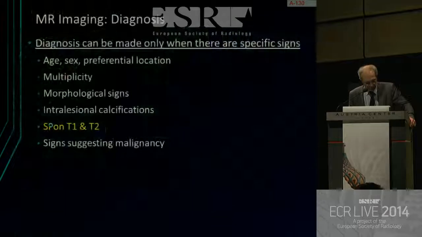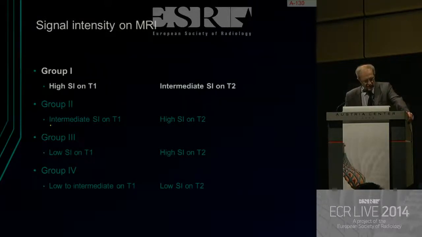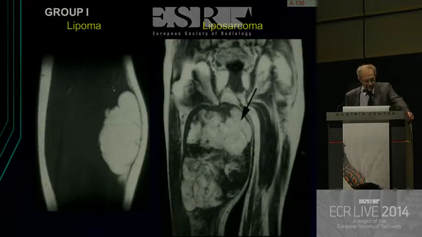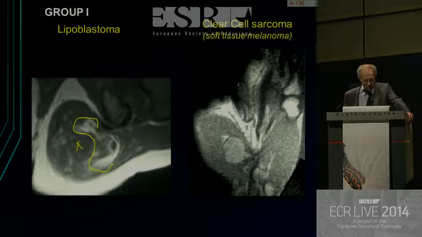So that's very important. Finally, we have the signal intensities on T1 and T2. In group 1, we have a high signal intensity on T1 and intermediate signal intensity on T2. And this is typical for a lipoma, which should be homogeneous, but you are allowed to have a few very thin strands of fibrous tissue. If you have low signal intensity masses combined with fatty tissue, you have a liposarcoma. In lipoblastoma, which occurs in children, you also will have fatty components combined with low signal intensity components. And a rare tumor is the soft tissue melanoma, clear cell sarcoma, which is brighter than a normal muscle.